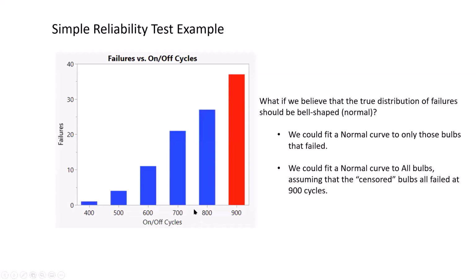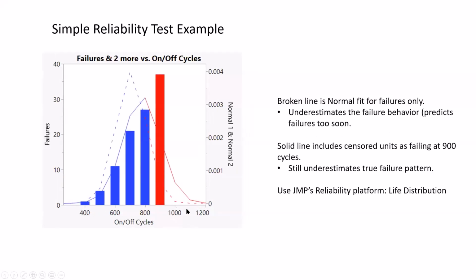We could fit a normal distribution just to this data over here. And if we did that, if you can see it, there's a broken line here. If we were ignoring all of these that survived all the way out past 800 cycles, we would get a normal distribution fit, but it would be biased low. It would be indicating that we've got more early failures than what we actually had, because we're ignoring all these that actually made it past 800 cycles.